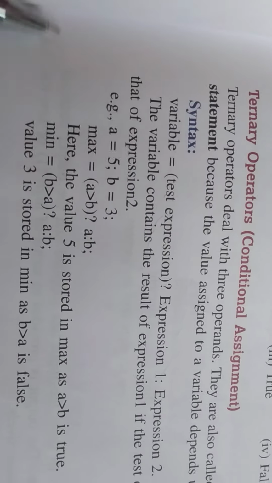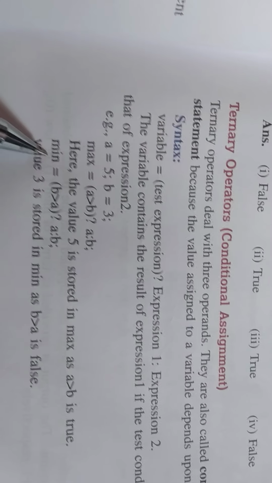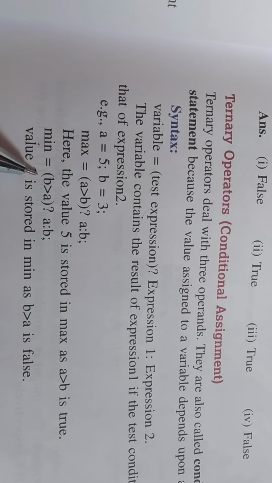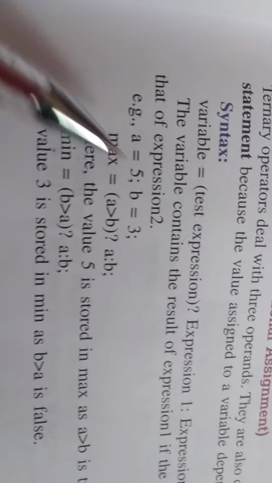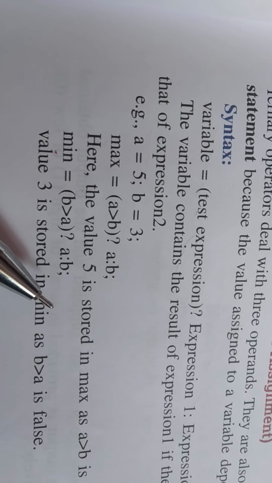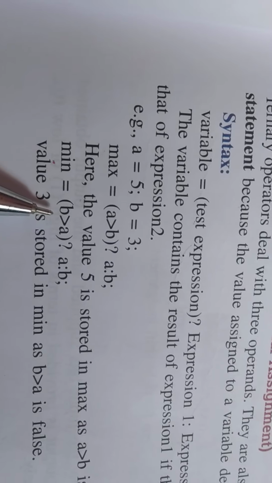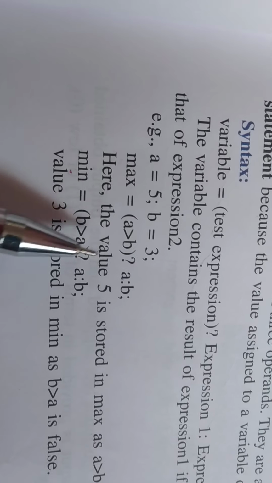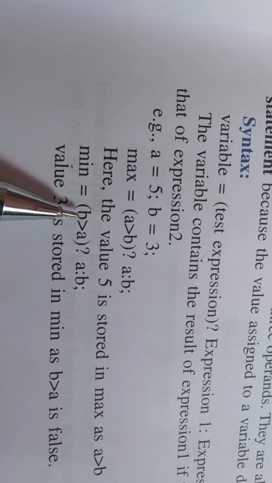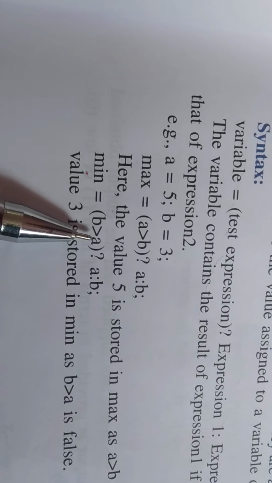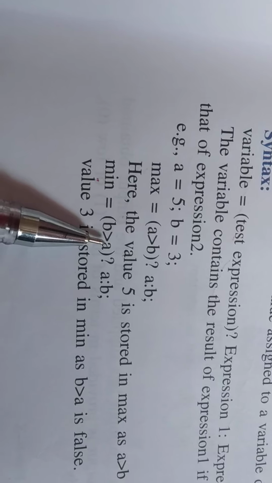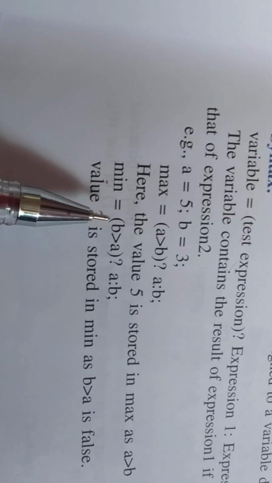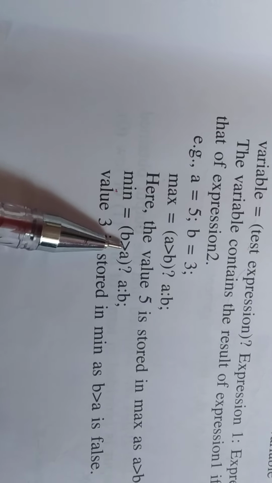See another thing out here, min. Another example: min is equal to b is greater than a, question mark, a colon b. So out here, what is the value of b? The value of b is 3. So is 3 greater than a? The value of b is 3 and the value of a is how much? 5. So is 3 greater than 5?